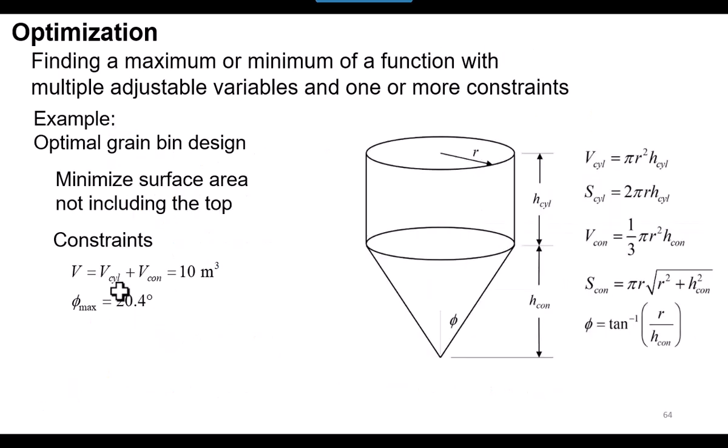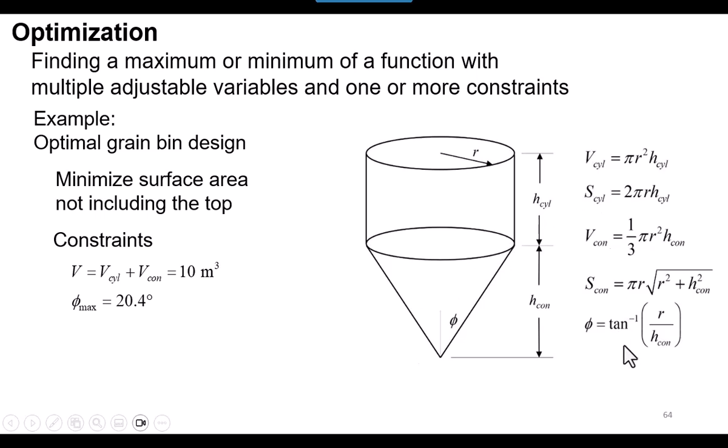Now the next example we're going to use is what's called a grain bin design, and we've got a bin which is a cylindrical part on top of a conical part, and there would be an opening at the bottom here, but don't worry about that in this example. And the variables we're interested in here are the radius, which is the same here and here, the height of the cylindrical part, the height of the conical part, and we're interested in this angle phi between the vertical, and you'll see how that comes in.